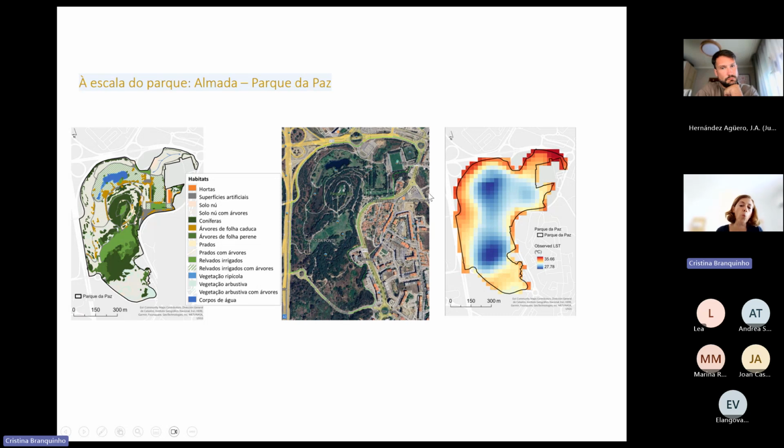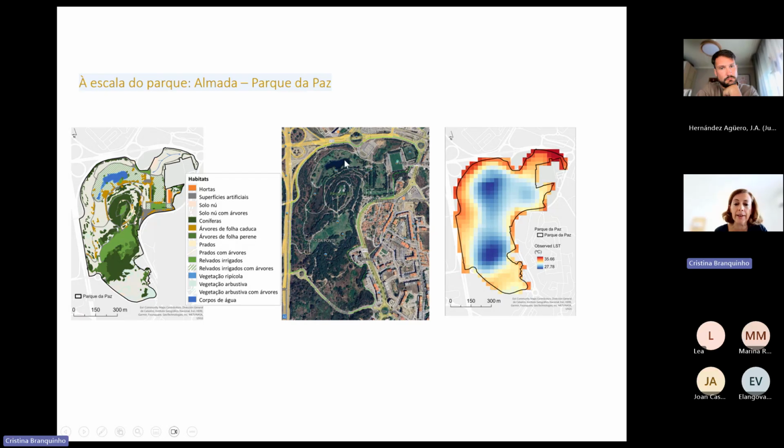This is one big park with a lot of different things. So one of the parks that I told you about in Almada has a lake, pine trees, montado systems, a fragment of old oak forest, a grassland and so on.